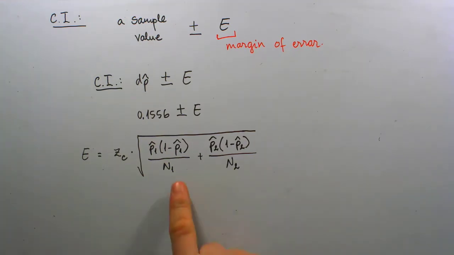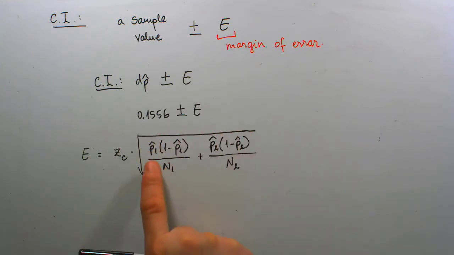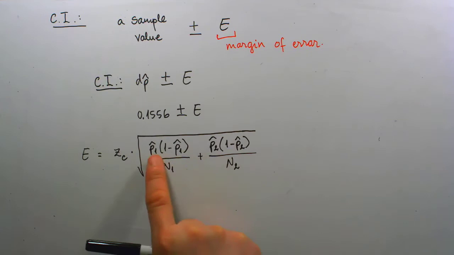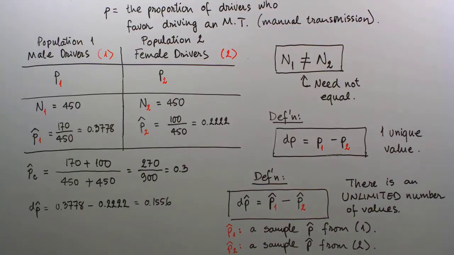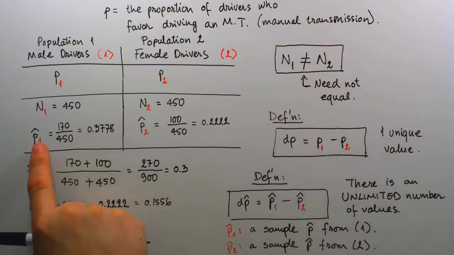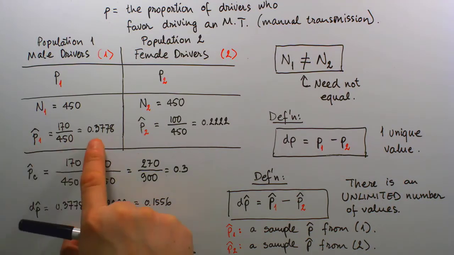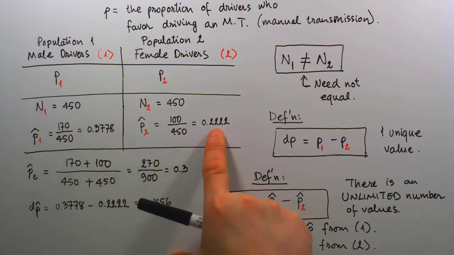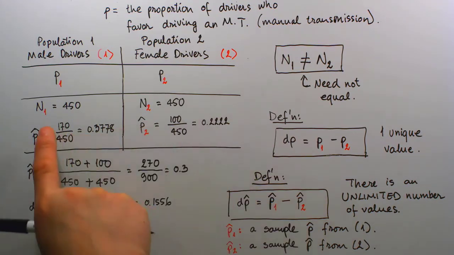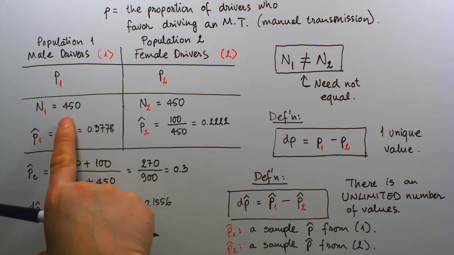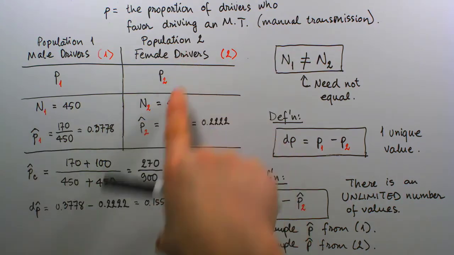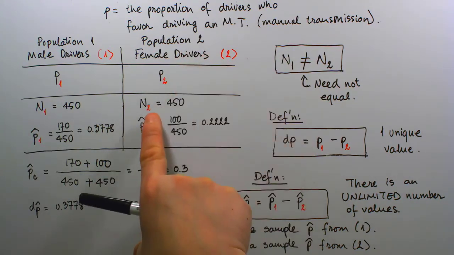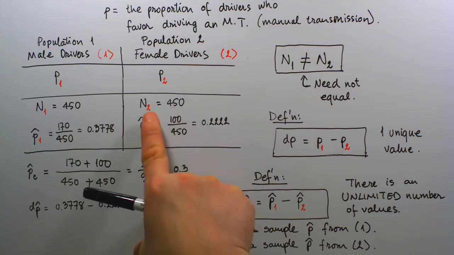Now for this formula, the bigger part already contains values we already had. We have already listed p hat 1, and in decimal it's 0.3778. We also had p hat 2, listed as 0.2222. We had the sample size for population 1, n1 equals 450. We had the sample size for population 2 listed here as well, n2 equals 450.